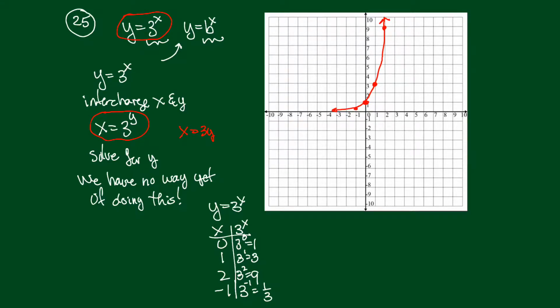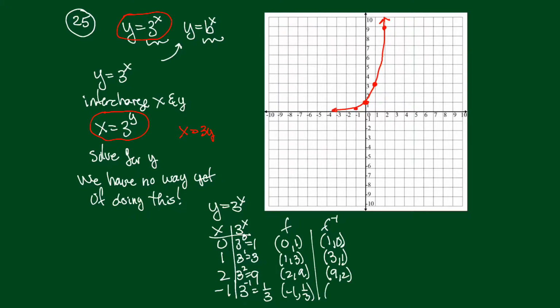Now I want to get the inverse. We can get the inverse if we just look at these points here. We're just going to interchange the components. We have 0, 1; 1, 3; 2, 9; and negative 1, a third. Let's switch them to get the inverse. Here's f inverse: 0 goes to 1, so 1 goes to 0. 1 goes to 3, so 3 goes to 1. 2 goes to 9, so 9 goes to 2. Negative 1 goes to a third, so 1/3 goes to negative 1.